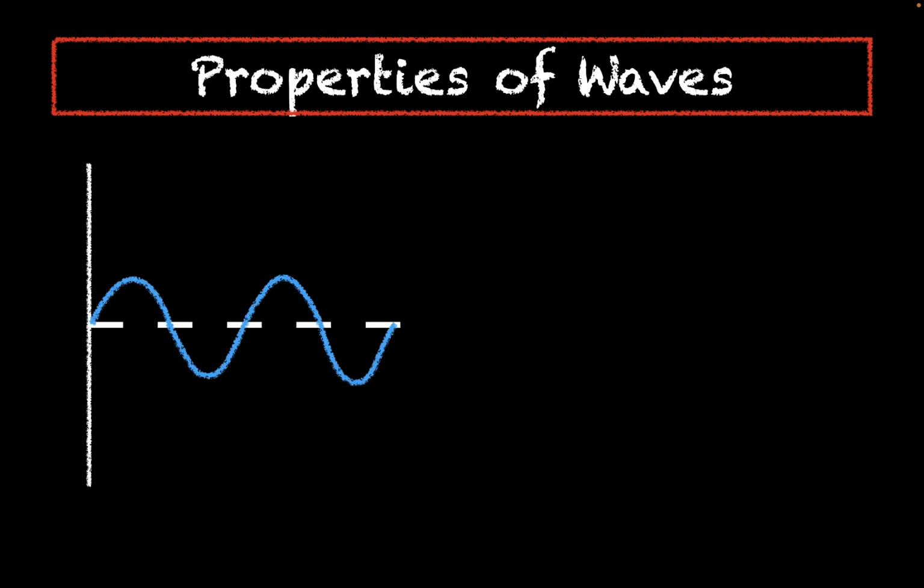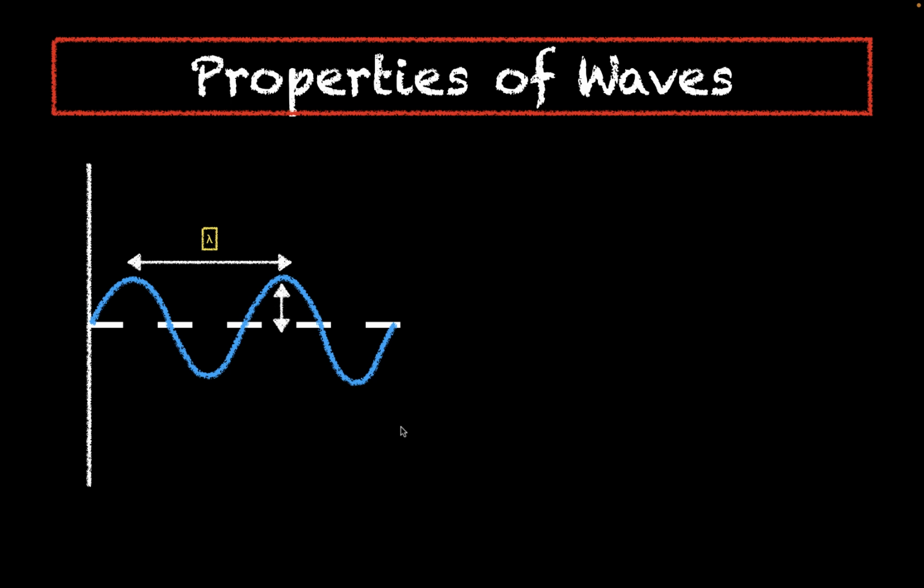So the first important property of waves is the wavelength. The wavelength is basically the distance from peak to peak or from trough to trough on a transverse wave. And in a longitudinal wave, the wavelength is equal to the distance between two compressions. So that is what the wavelength is, and that's the first important property.